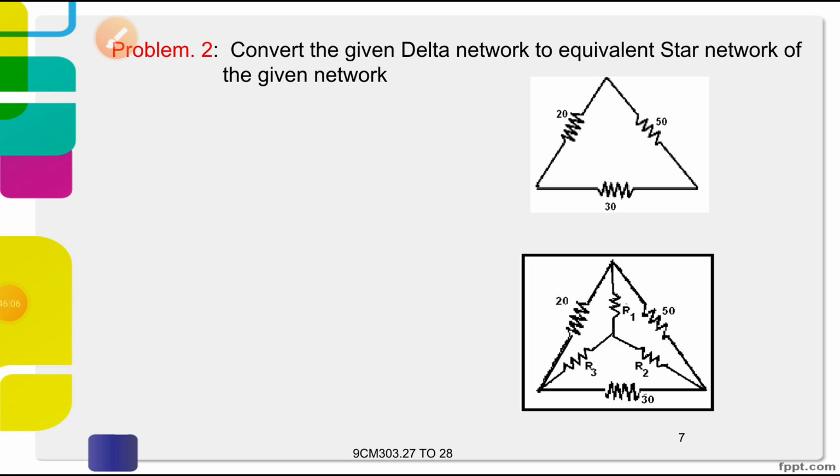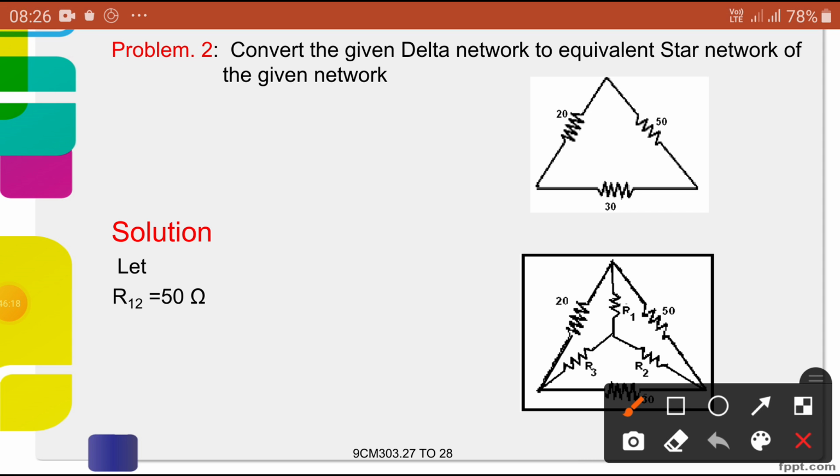So here, we convert the given delta to the equivalent star network. The delta values given are 50 ohms, 30 ohms, and 20 ohms. We are going to convert these to the star values. Simply write the star values.